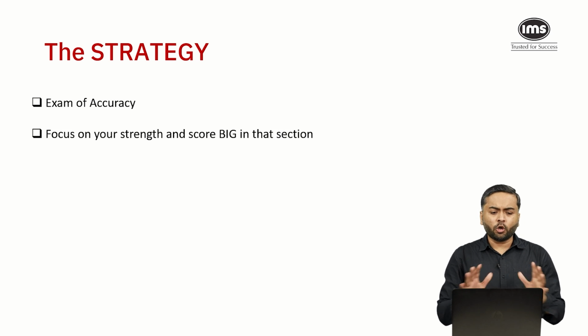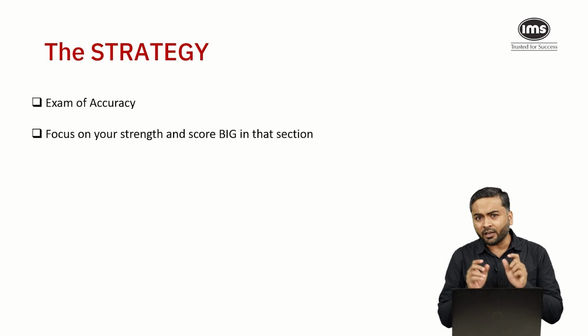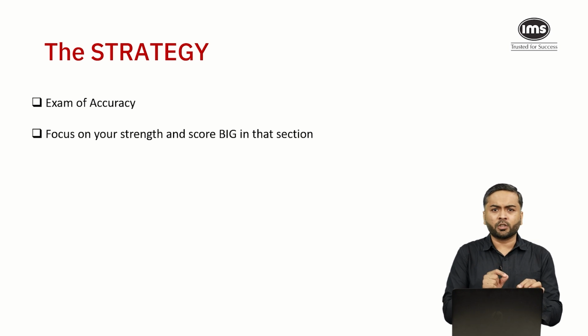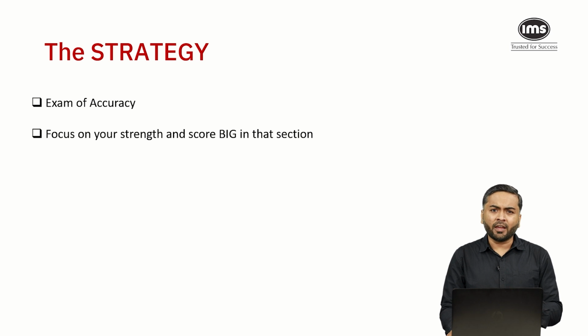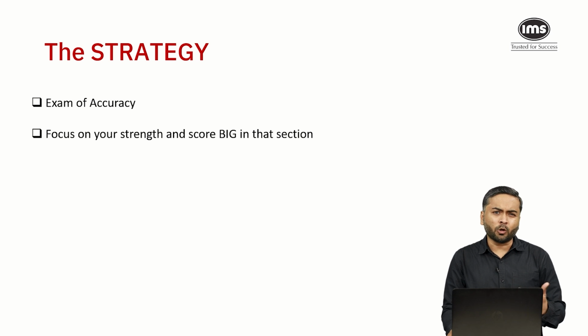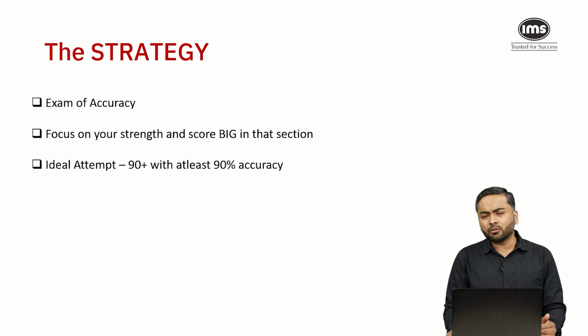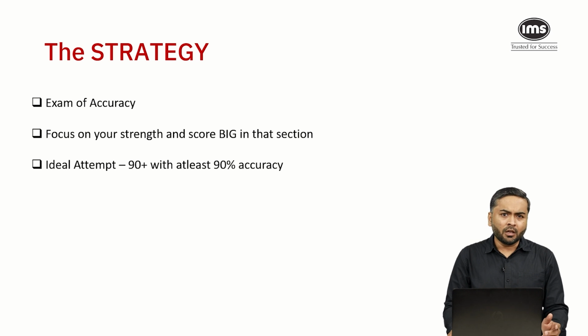You should focus on your strength area, and try to attempt all questions in that section and try to maximize the score there, because you will have ample time to attempt the paper, and the level of difficulty of the questions is also slightly on the lower side. Your attempt should be close to 90 and above with more than 90% accuracy. At least 90% accuracy, that will fetch you marks of 320 plus.